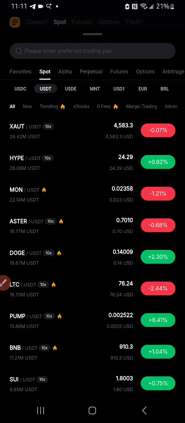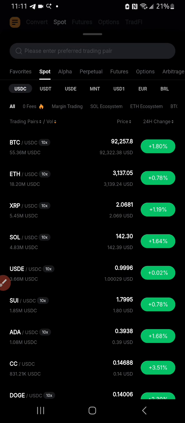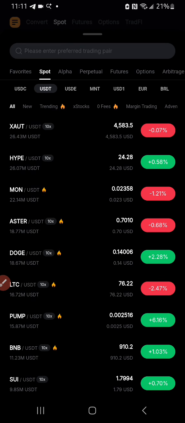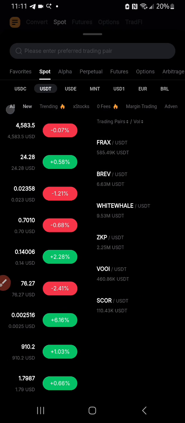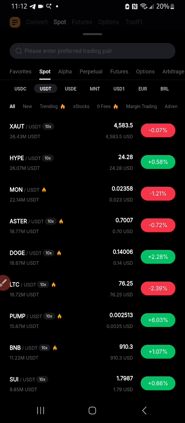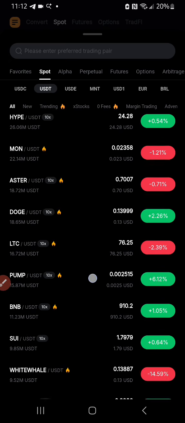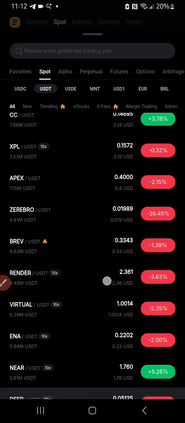So the way I pick my own, so as to look for those differences, is by clicking on spot, and then being on USDT precisely, because there are various ones on there like the USDC, USDE, and a whole lot. So be on USDT, and then under USDT click on all, which is going to show you pretty much all of the cryptocurrencies under spot via USDT. So look for any one that suits you on here.